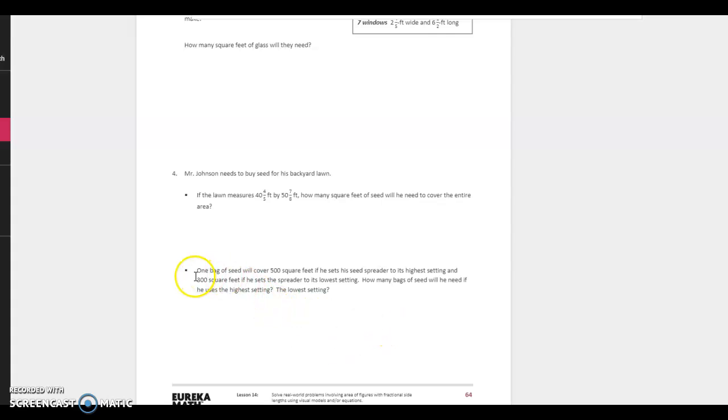This is a 2-step problem because then it also says if you set it to 300 square feet, if the spreader is set to its lowest setting. So then you're going to have to use that answer again and figure out what 300 square feet would cover. How many bags are you going to need to cover all of that?